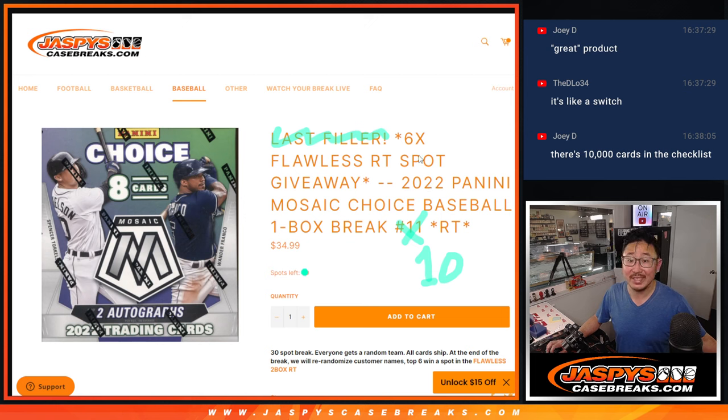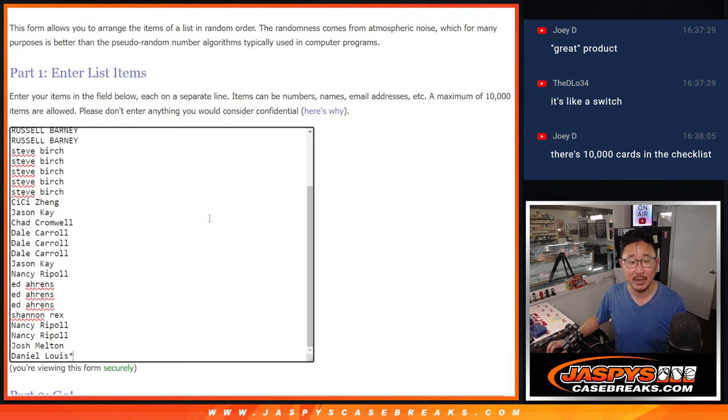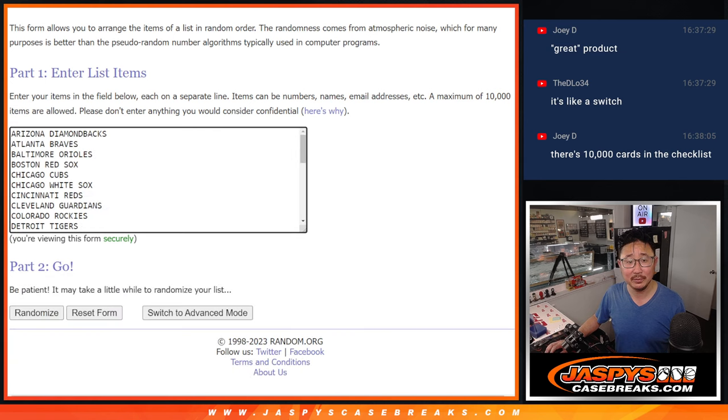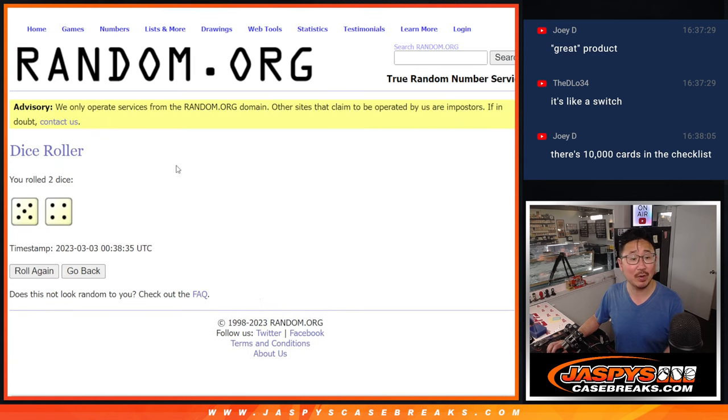Six flawless spots being given away, flawless baseball spots. You can tell by me crossing that, the next filler is the last filler, so let's finish that off. Big thanks to this group for making it happen. And there are the teams right there. Let's roll it, let's randomize it.